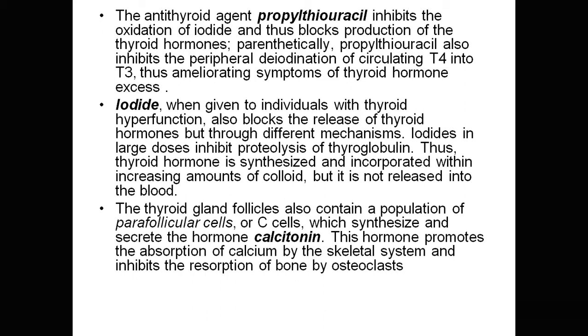Some antithyroid agents, like propylthiouracil, inhibit the oxidation of iodide and thus block the production of thyroid hormone. So propylthiouracil is an antithyroid agent which blocks the production of thyroid hormone. It also inhibits the peripheral deiodination of circulating T4 into T3, so T4 will not be converted into T3. Propylthiouracil is used for the treatment of thyroid hormone excess. The condition is called hyperthyroidism or thyrotoxicosis.